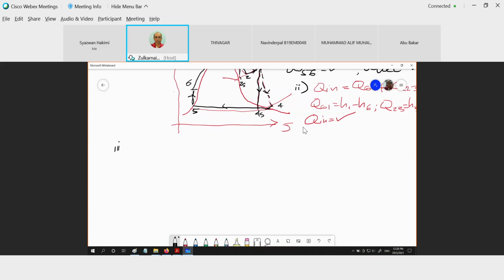Number 3. Thermal efficiency for this Rankine cycle is equal to W net divided by Q in. And then don't forget, this is always put in terms of percentage. Then you have to multiply it by 100.